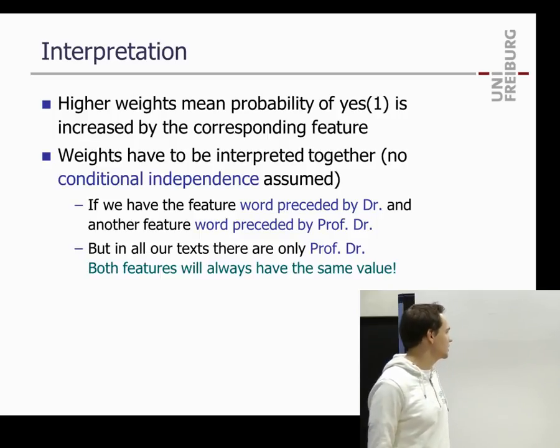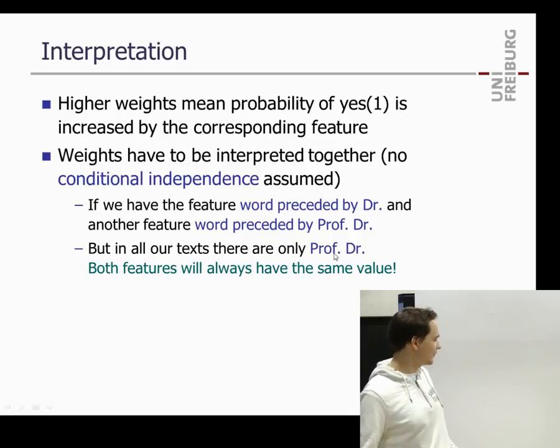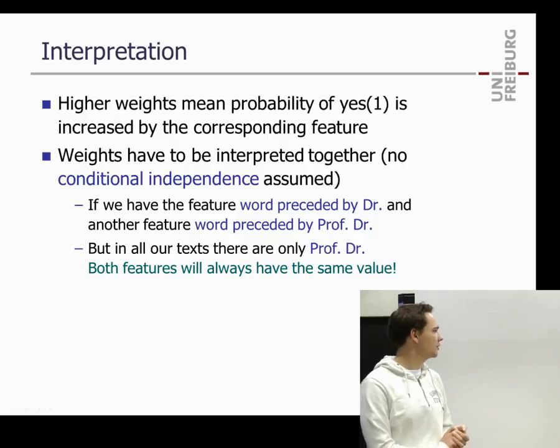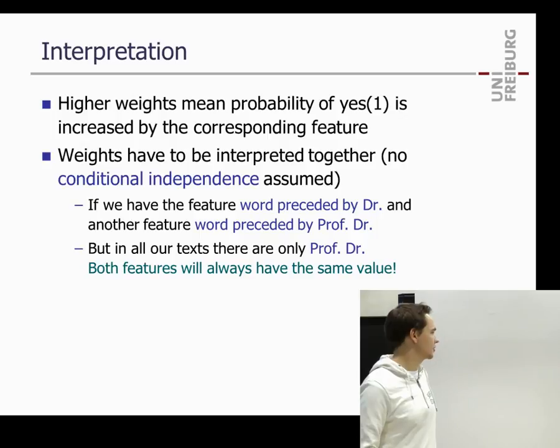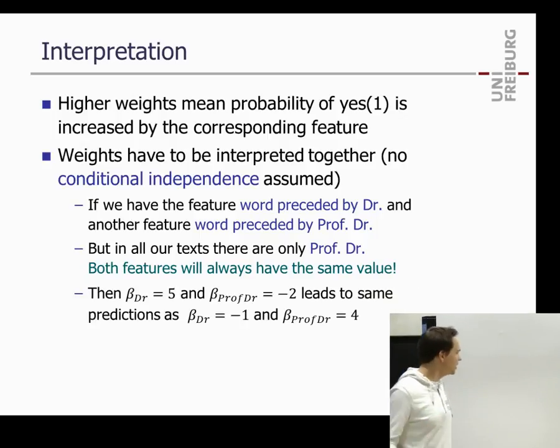But let's say for some reason in our text there are only professor doctors. Like doctors, they all died, I don't know. We only have professors. So actually what happens now is that both features will always have the same value. There will always be 1 if there is a professor doctor before, or 0 if there is no professor doctor before. Now basically we have duplicated our feature. And now what happens in logistic regression, if you have a 5 for the doctor feature and a -2 for the professor doctor, this would lead to the exact same prediction as if you had a -1 for the doctor and a 4 for the professor doctor.